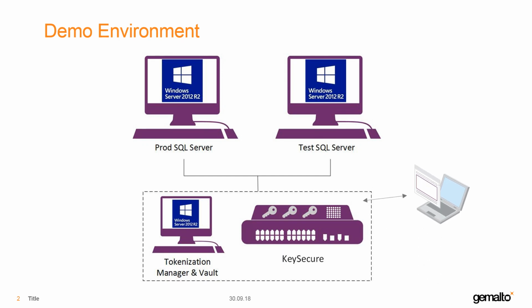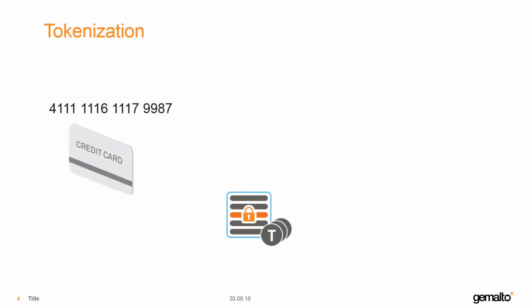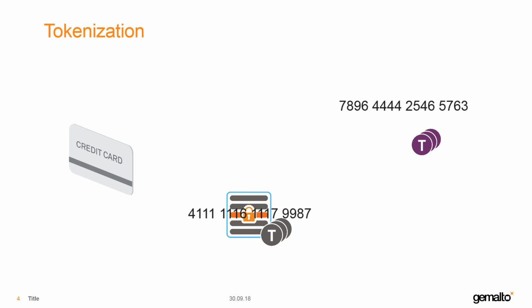The use case we will be demonstrating is creating test data to accurately simulate your production environment. Tokenization is the process of substituting a sensitive data element with a non-sensitive equivalent, referred to as a token. The token to plain text relationship is contained in an encrypted token vault.